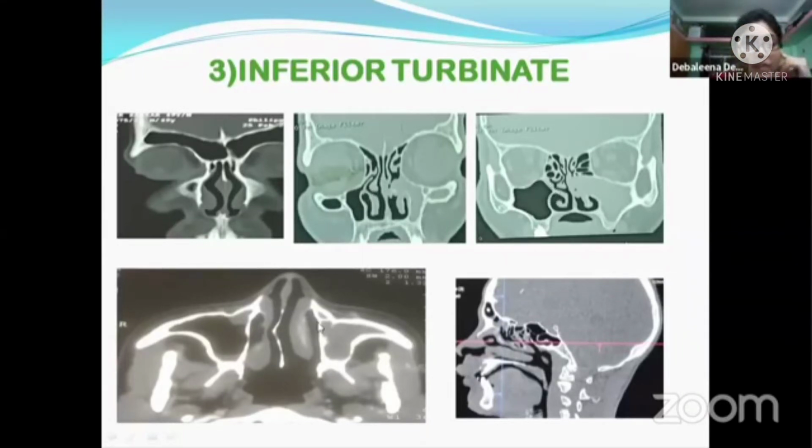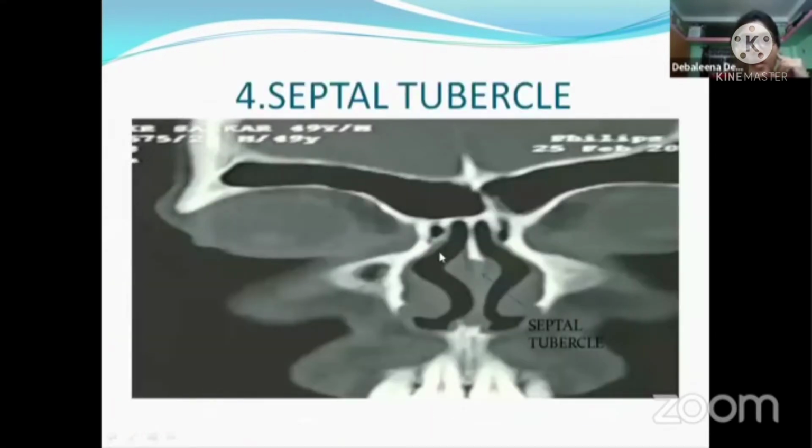So this is the axial scan, whereby through and through we can see the inferior turbinate. This is the sagittal view, where we can see the inferior turbinate. So septal tubercle, it is a mucosal thickening in the anterior part of the septum, which is the remnant of the vomeronasal organ and contains erectile tissue.